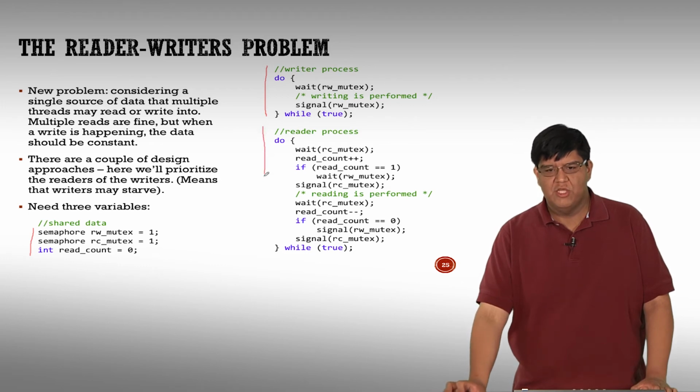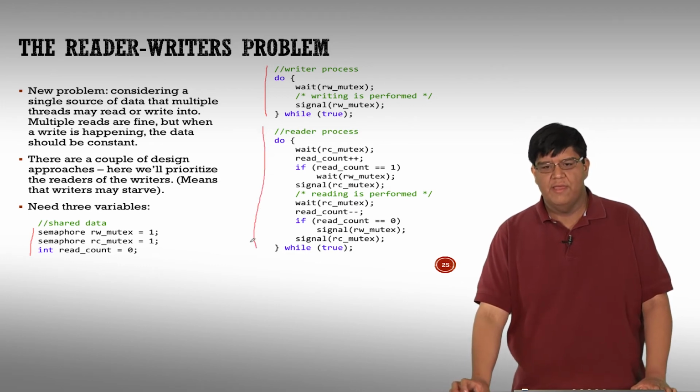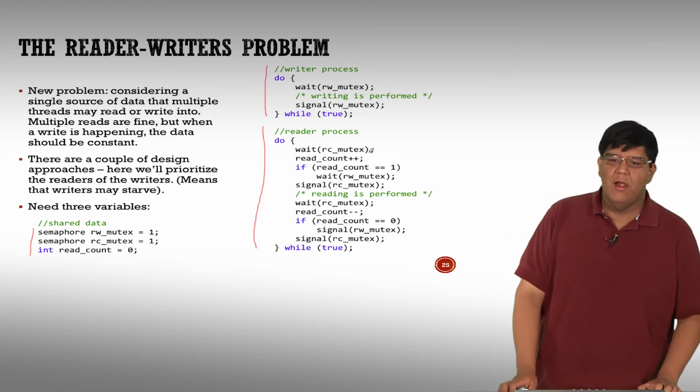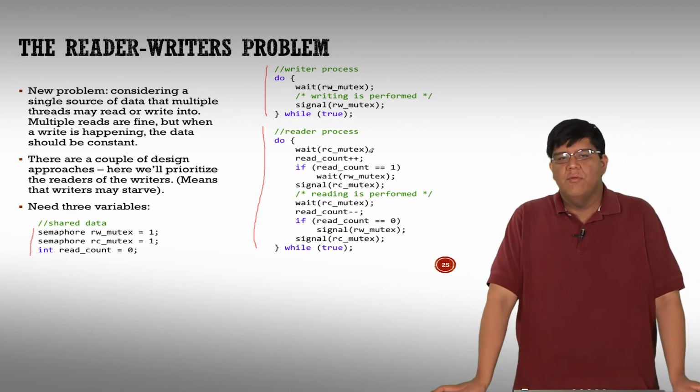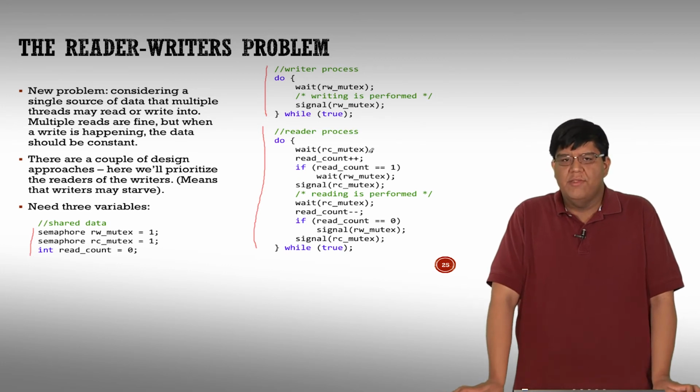So the reader process is actually pretty long, and we'll see why in a second. So the first part there, wait rc_mutex. So basically, when a reader wants to go, the first thing it actually does is wait on the read count variable because it wants to update, right?